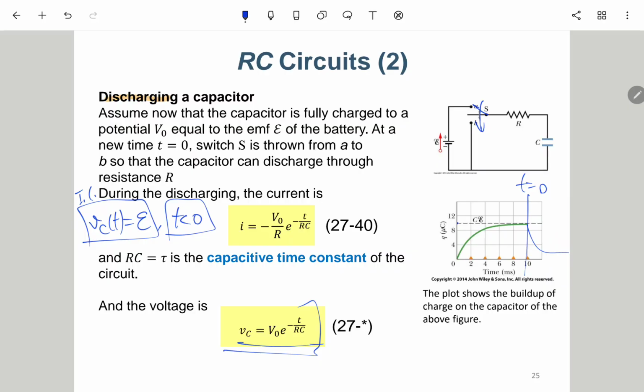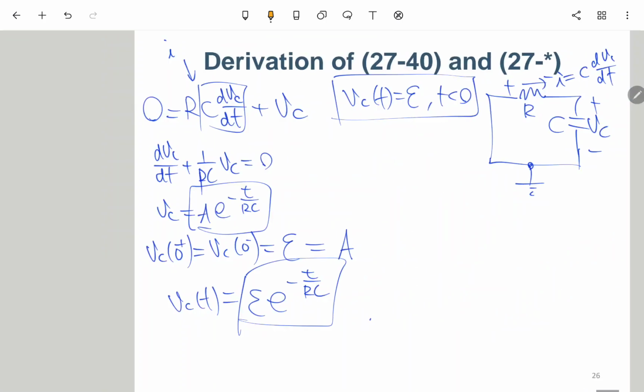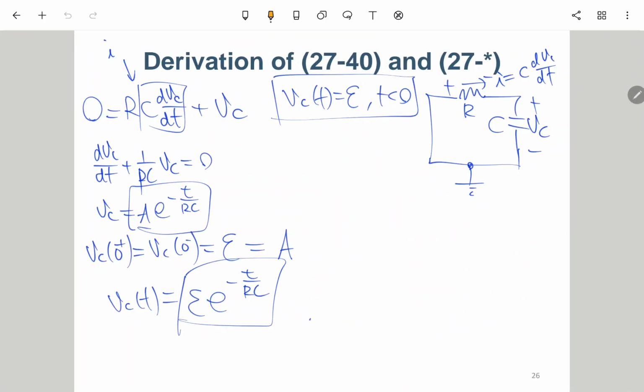Or V0. Okay, so charge up to V0. So maybe we can just change this one to be V0, this one to be V0, and then this one to be V0, and then also this one to be V0. So like this.